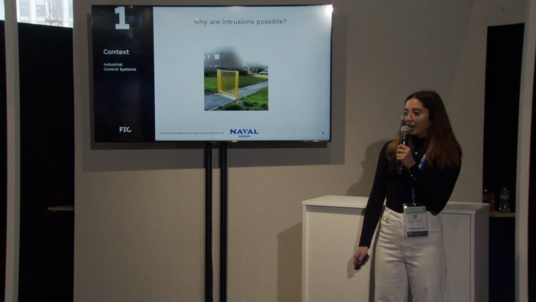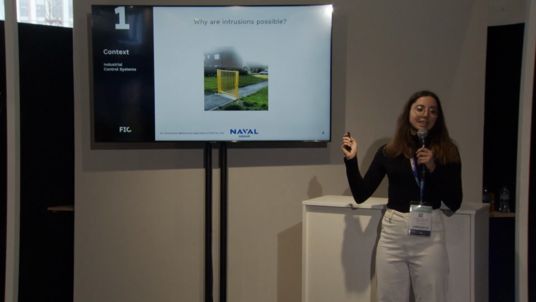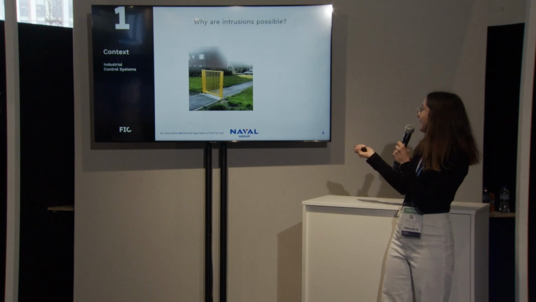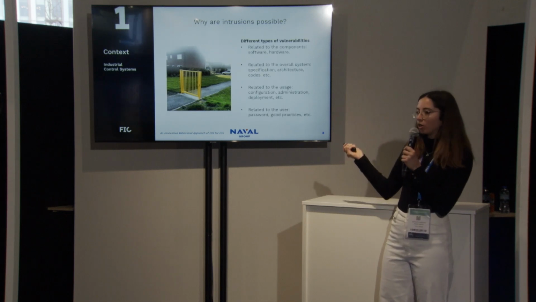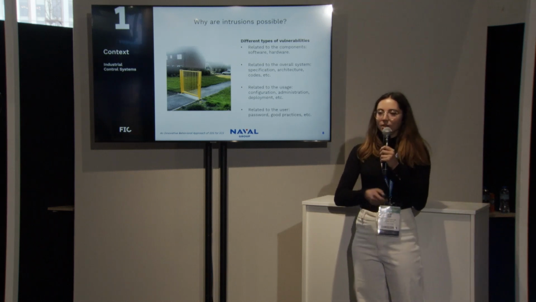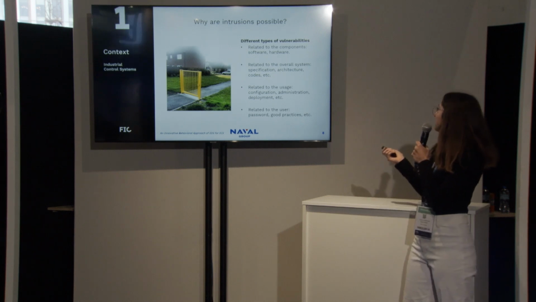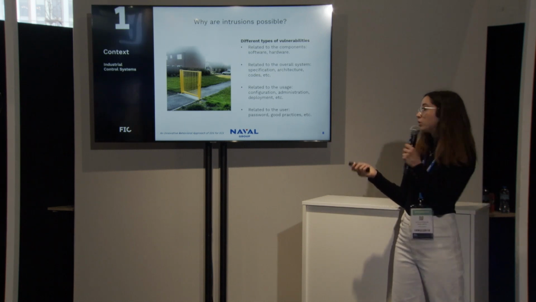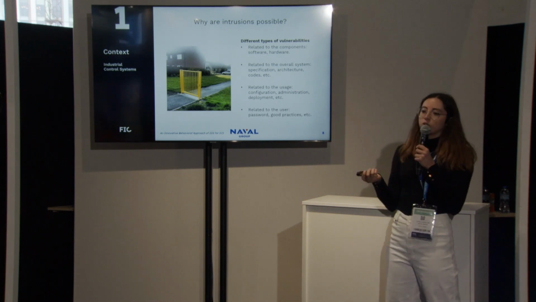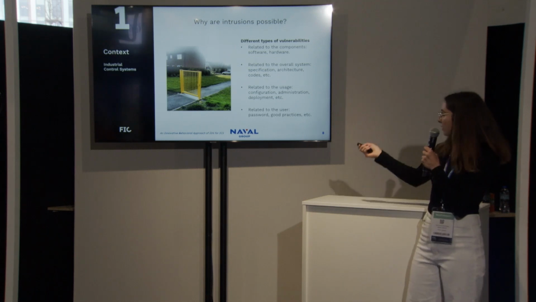So why are these intrusions possible? I like this picture because it graphically explains why. It is lack of securing leading to vulnerabilities, and there are a lot of vulnerabilities in every system. They can be of a lot of different types: vulnerabilities related to the components of the system, of course, vulnerabilities related to the overall system itself, related to the usage, or related to the user of the system. Here you can find some examples.